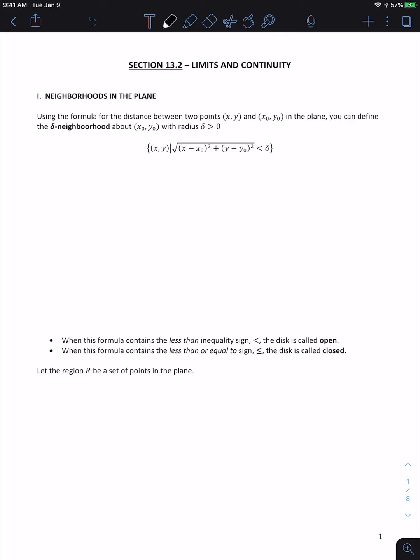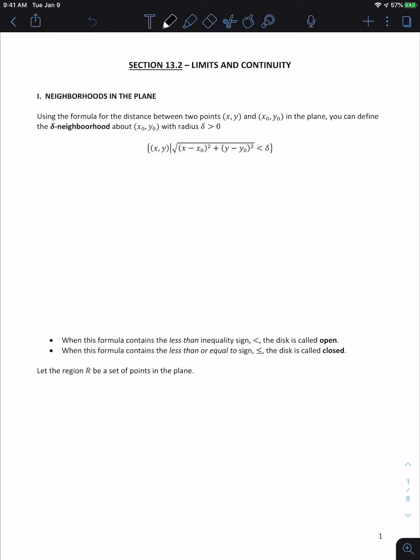Hello everyone, in this video we'll be looking at section 13.2, which is limits and continuity, but this time we're looking at functions of several variables. Specifically, we'll be looking at functions of two variables. Just like in functions of single variables, we can look at limits and continuity. That's what we'll be looking at here, but first we need to talk about neighborhoods in the plane.